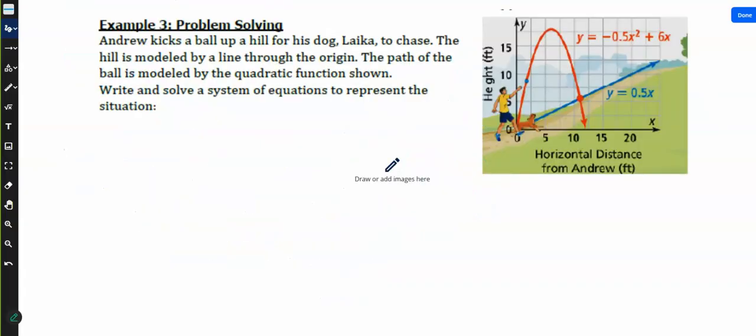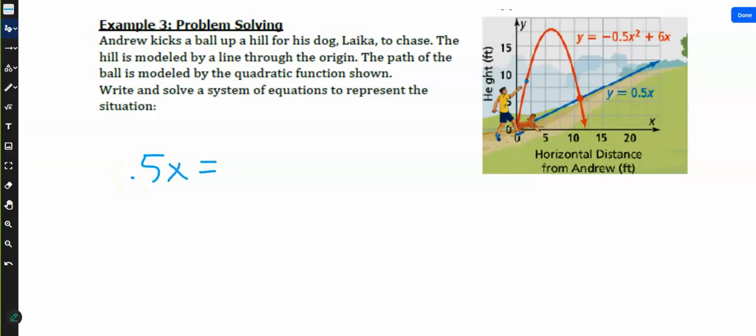Andrew kicks a ball up a hill for his dog, Leica, to chase. The hill is modeled by the line through the origin. The path of the ball is modeled by the quadratic function. Write and solve a system of equations to represent the situation. Obviously, they want to know where they're equal, so we're just doing the substitution thing we've done before.